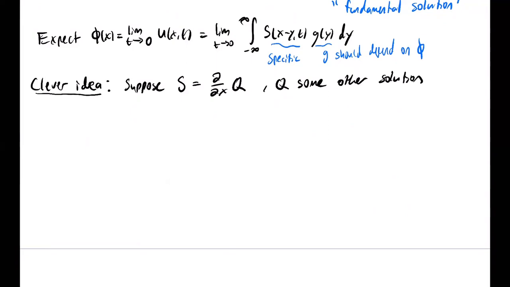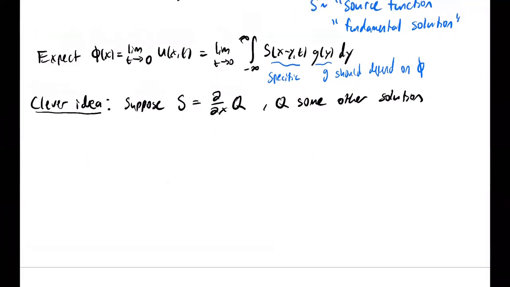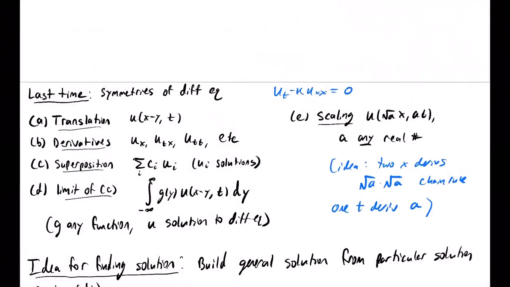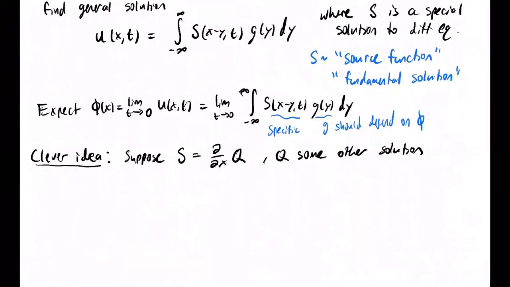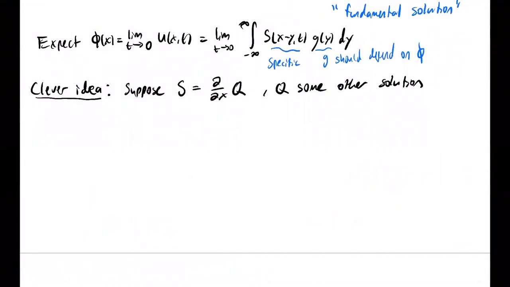And the idea is to pick q in a clever way so that when I integrate by parts in the above formula, I can use the integration by parts along with the fundamental theorem of calculus to help me recover my initial condition phi. Notice that if q is a solution and I define s to be the derivative of q, then by property b over here, s will be a solution. So it actually suffices to find a q and then take the derivative of that, which is how the argument will end up working.